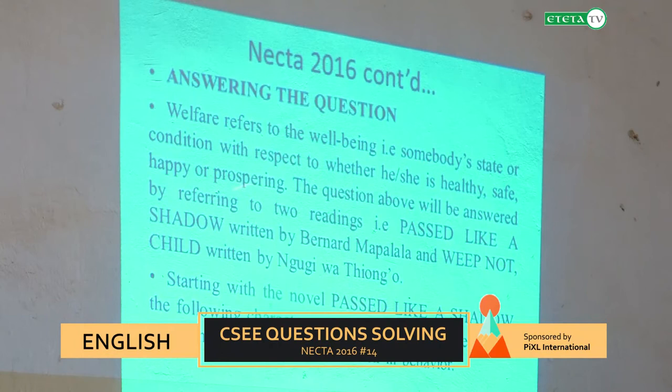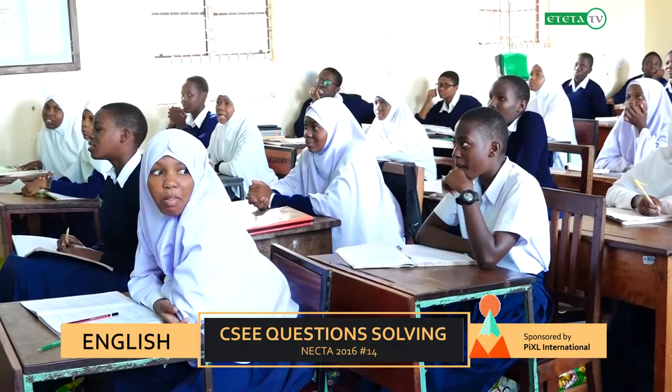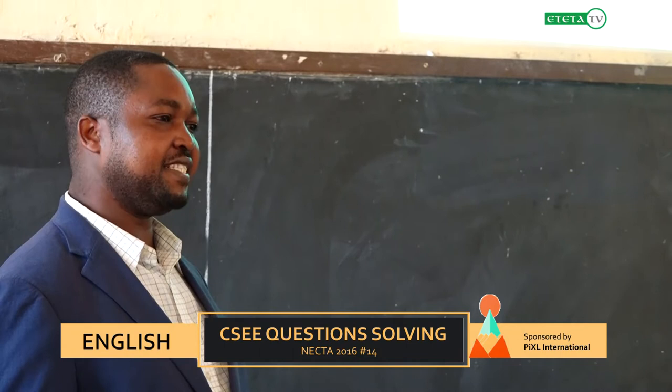The question above will be answered by referring to two readings. We can use the reading titled Passed Like a Shadow. Who is the author of this book? Mwenda. And the second book is Weep Not, Child. Who is the author? Ngugi wa Thiong'o. Very good. So, how do you start answering the question now?